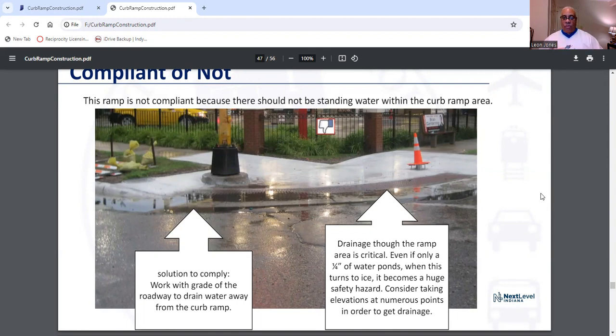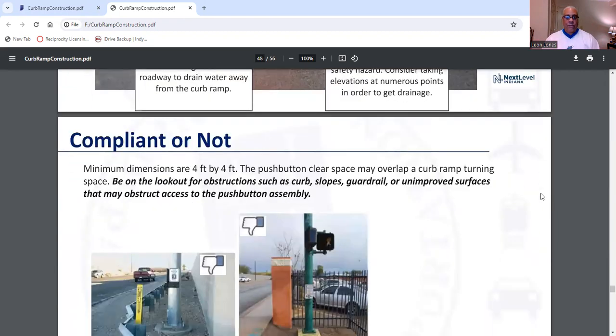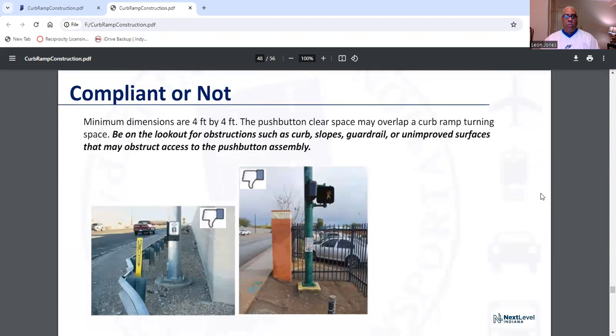Now, you have to understand that drainage through any ramp is critical, even if you have 1/4 inch of water that ponds. When this turns to ice, just like I said, it becomes a huge safety hazard and liabilities are going to take place. So think about considering elevations at numerous points in order to get your drainage. Again, minimum dimensions are 4 feet by 4 feet.